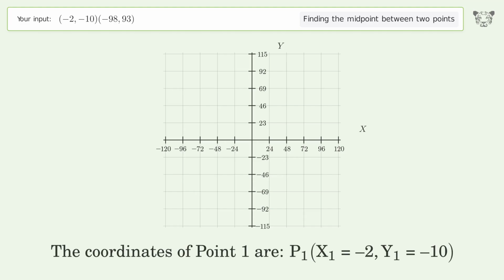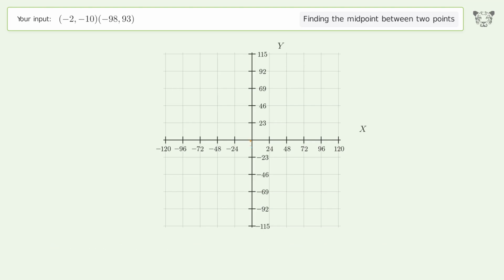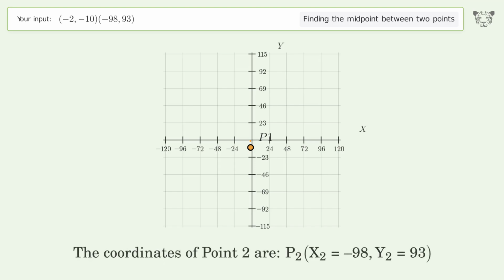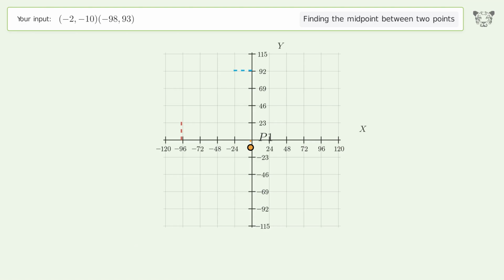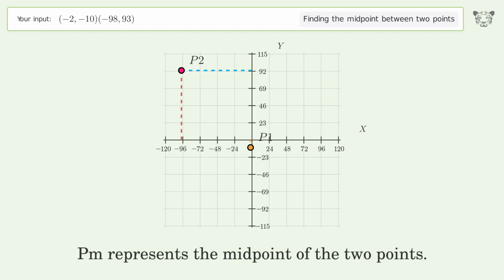The coordinates of point 1 are, x1 equals -2, y1 equals -10. The coordinates of point 2 are, x2 equals -98, y2 equals 93. PM represents the midpoint of the 2 points.